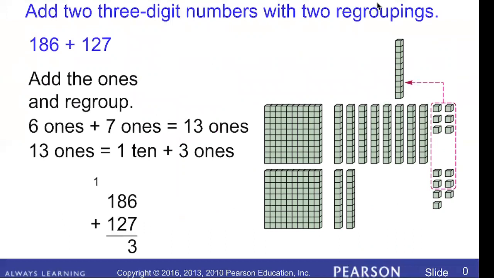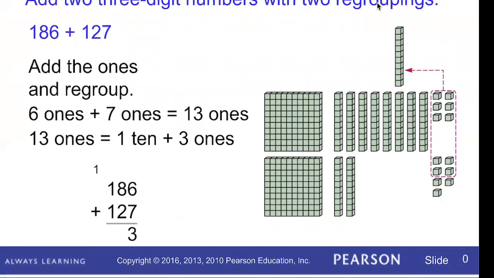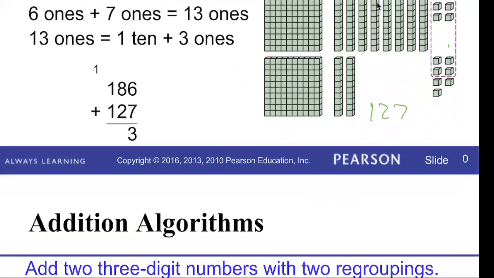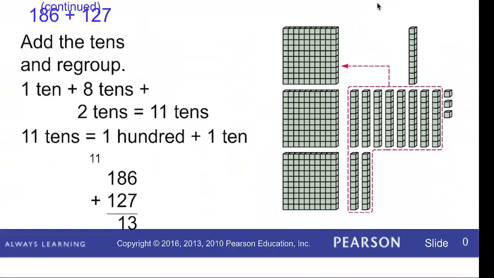I'm going to go through this fast because this is what you did in the lab, where you put two groups together. Here's your 187, here's your 127, and then you started to regroup and exchange. And so you're doing diagrams, and if you do cutouts, you can do manipulatives.